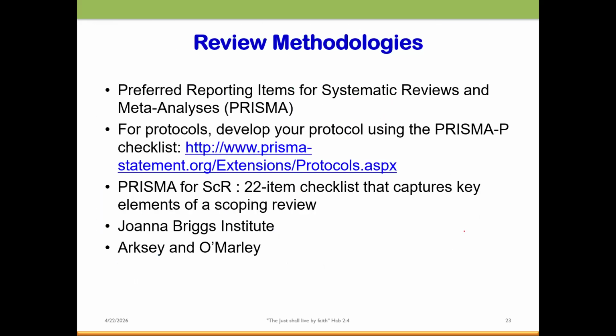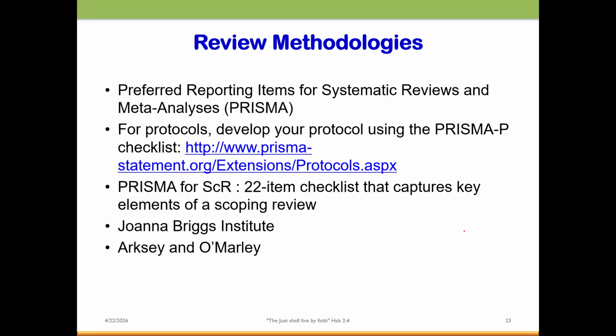As we are writing a scoping review, there are specific review methodologies or aspects that you need to think about. Number one, we've already talked about PRISMA, which is the Preferred Reporting Items for Systematic Reviews and Meta-Analyses. If you're reviewing a paper or someone is talking about a systematic review and they are not talking about PRISMA, just know that they don't know what they are talking about.